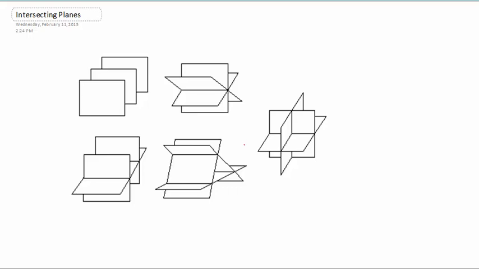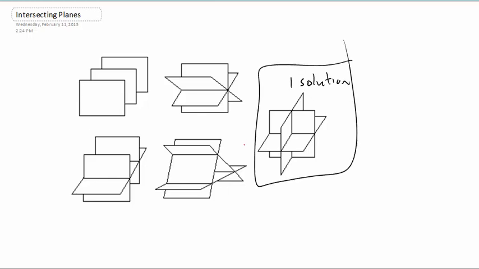Today we'll look at how planes can intersect each other, and there's 5 different ways that that can happen, and these are all shown here. With one of these, there is a unique point where there's one solution to the system of 3 planes, and that's when they intersect as such. They don't necessarily have to intersect at right angles, but it's possible that all 3 share one point.